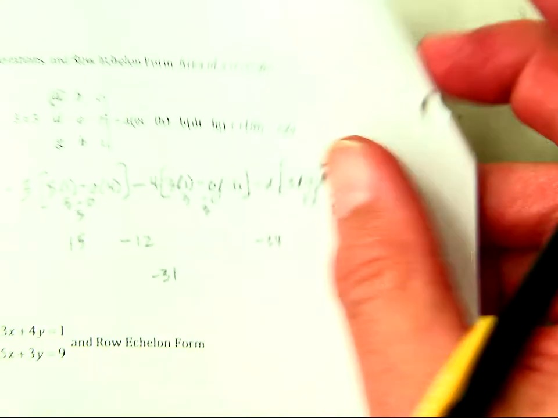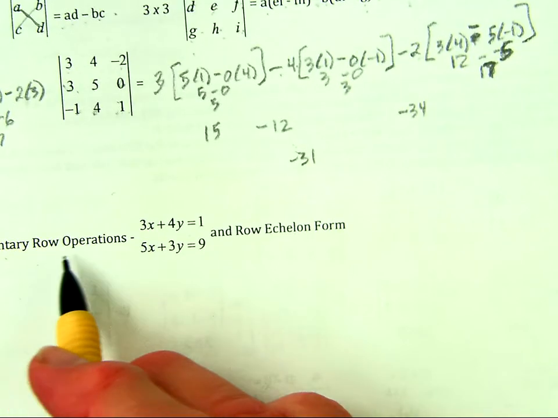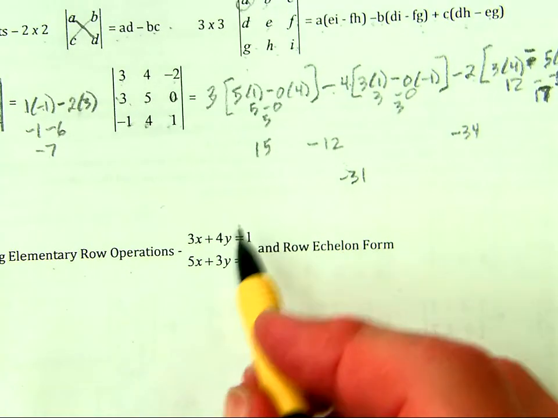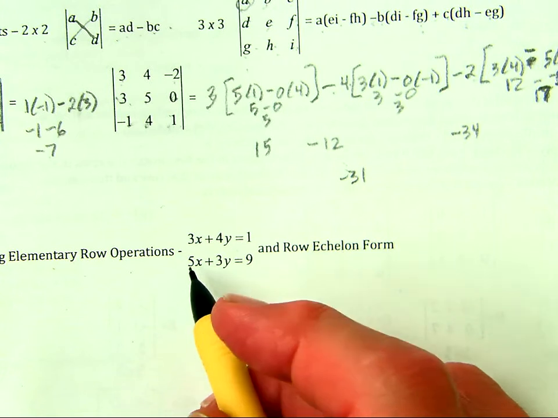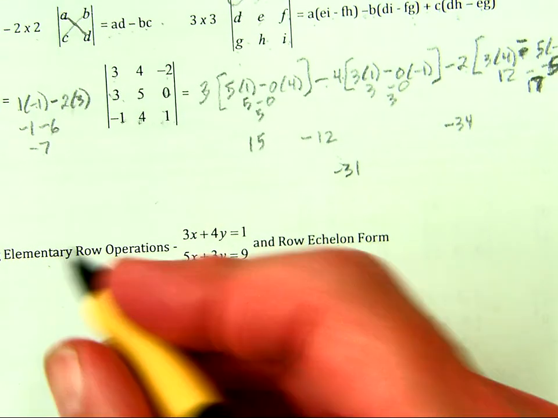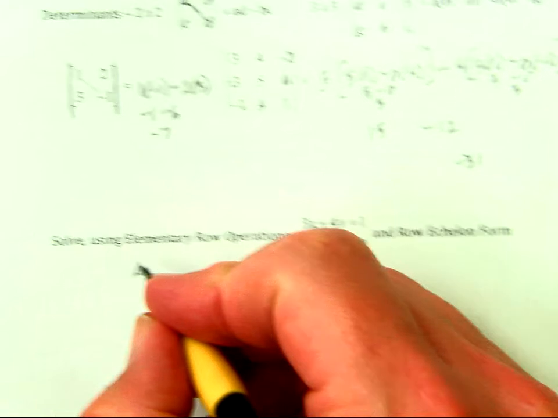Okay? The next thing is called elementary row operations. What we want to do is we're going to solve this using a matrix. The first thing you do is you create what's called an augmented matrix.